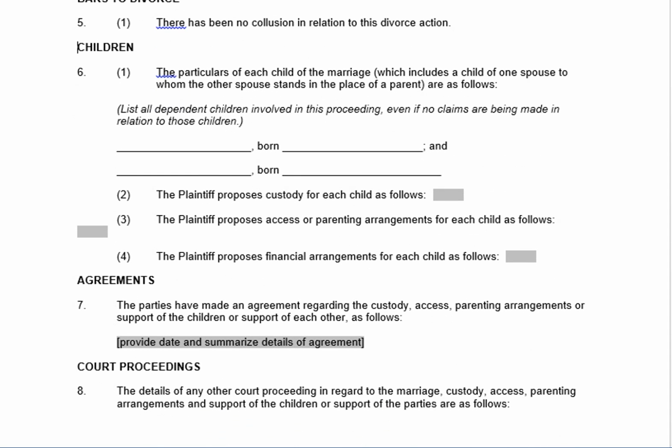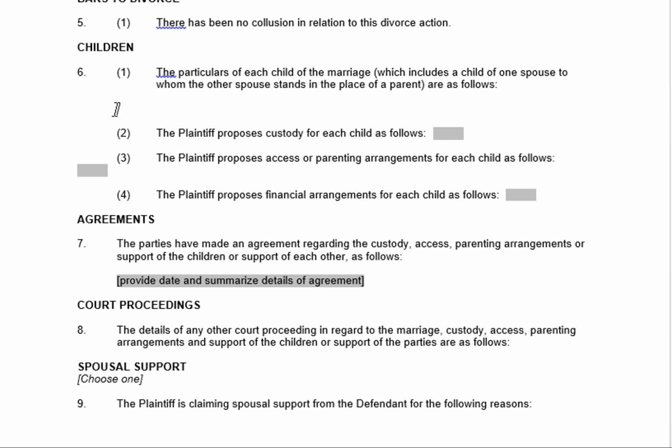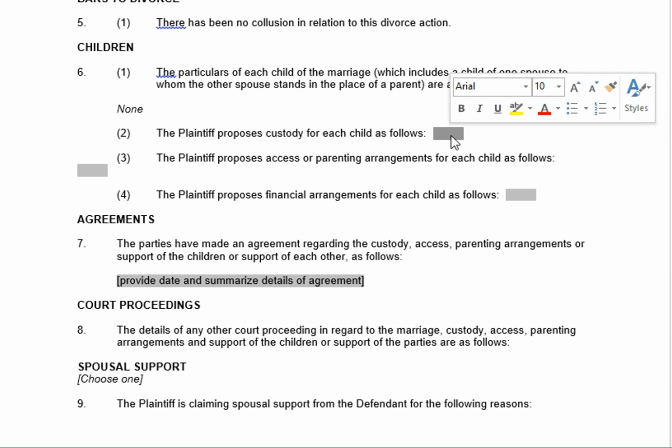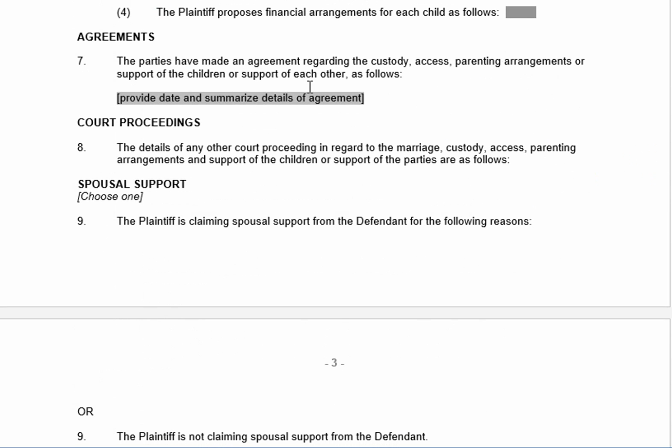Under children, again, this video is for no children, no property. So do not delete any of the paragraphs, but do go ahead and just fill out either none or not applicable. So you'll put not applicable. Same thing under 3, not applicable, NA, and NA number 4. Number 7, agreements. So again, you're going to go ahead and put NA, because if you don't have kids and if you don't have property, there's really nothing to agree upon. Court proceedings should be the same thing.